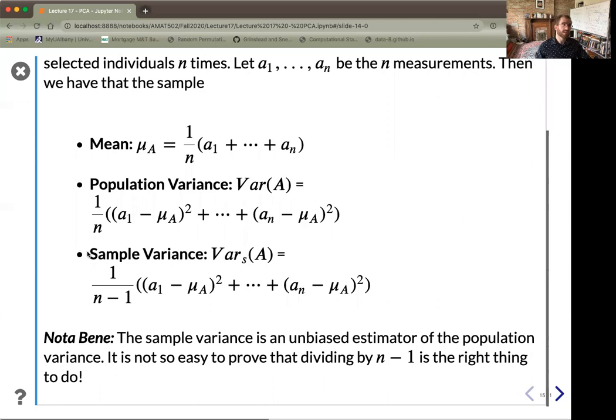So we also have this notion of sample variance, where instead of dividing by n, like we would with the mean, we divide by n-1. This comes from the fact that when we want to estimate quantities like the variance of a distribution, in order to get an unbiased estimator, we have to divide by n-1. That's a pretty subtle result, so don't worry about understanding exactly where that comes from.